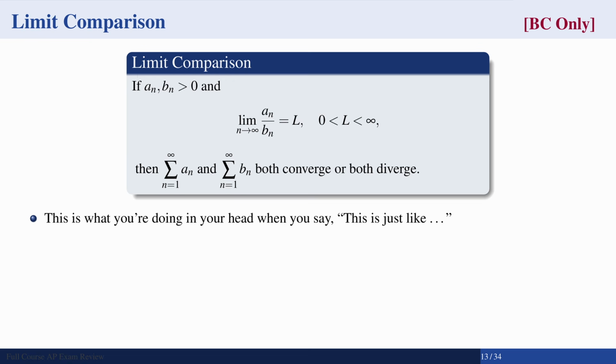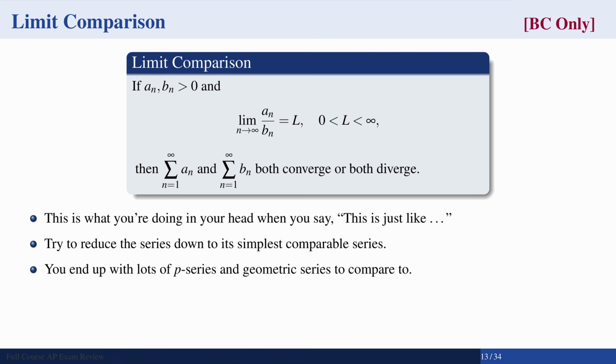This is what you're doing in your head when you say, this just looks like this series and that series converges, so this one must converge. That kind of logic. When you're doing this, what you want to do to find the series to compare it to is just reduce down the series that you have to the simplest possible version of itself, and we're going to look at that in a second. You do end up with a lot of p-series and a lot of geometric series when you're doing this. This is one that you might find yourself using to test endpoints, or just on a multiple choice question where they say, which of the following converge or diverge. You look at them, you'll say I could compare it to this, and therefore this is true.